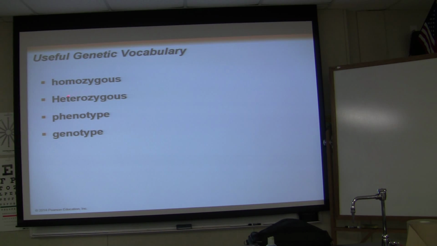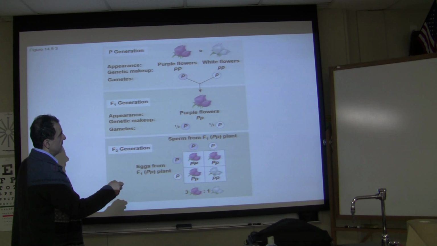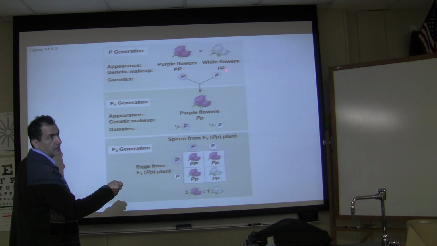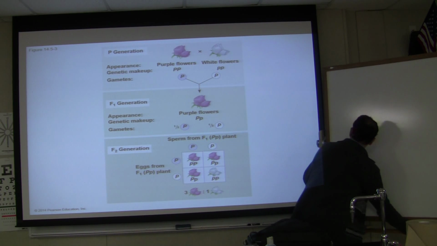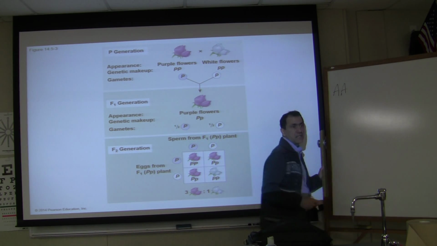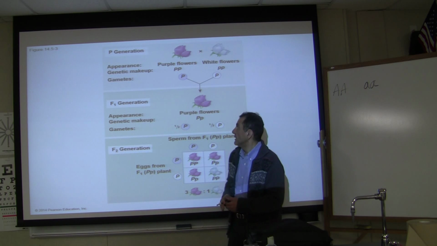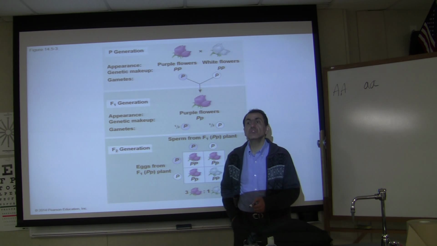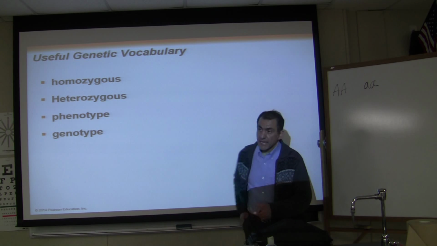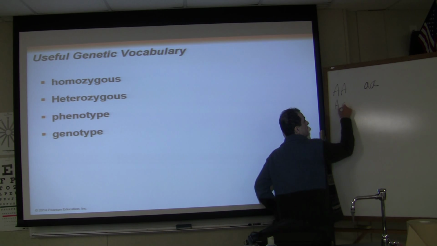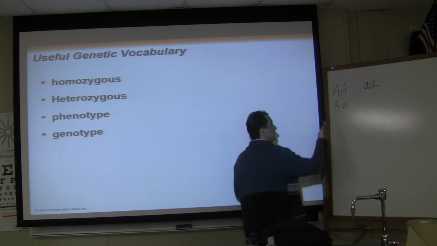And then I gave you these homozygous: capital P, capital P is homozygous, small p, small p is homozygous. Last time, the example I used was capital A, capital A, because it's easier to distinguish. That is homozygous. Small a, small a, that's homozygous too. That's what the term homozygous means: both alleles are alike, both alleles are similar. And heterozygous means the alleles are different, capital A, small a. Hetero means different.